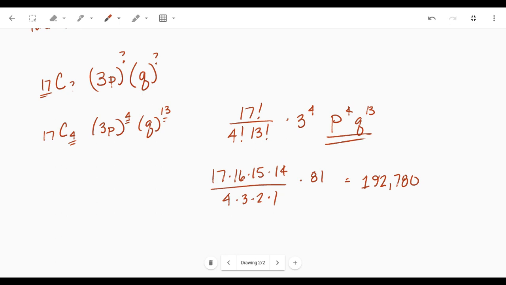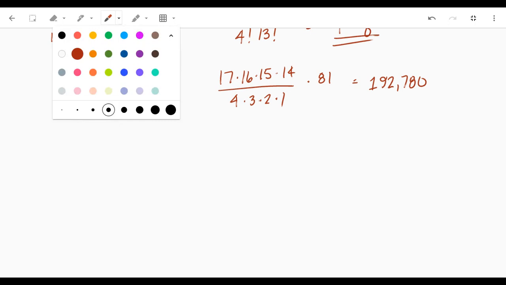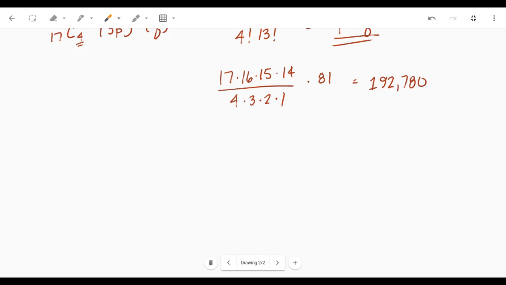Okay. And if this is kind of overwhelming for you, don't be shy. We can definitely do some lessons on this in class. Okay. But for our next one, we want the coefficient of u to the 16th, s to the 3rd, in the expansion of u plus 3s to the 19.